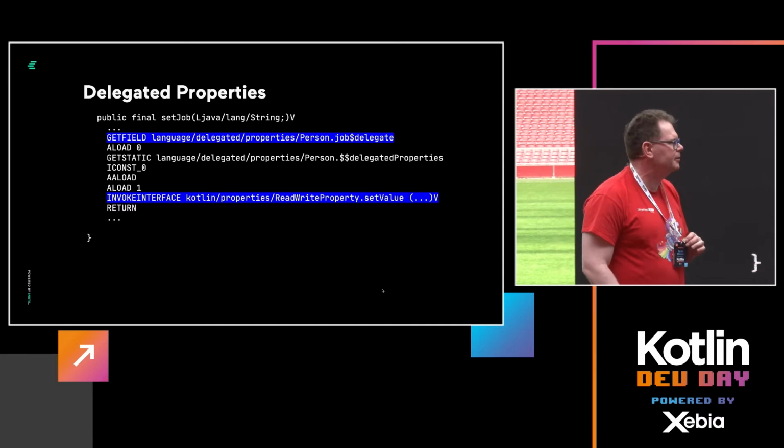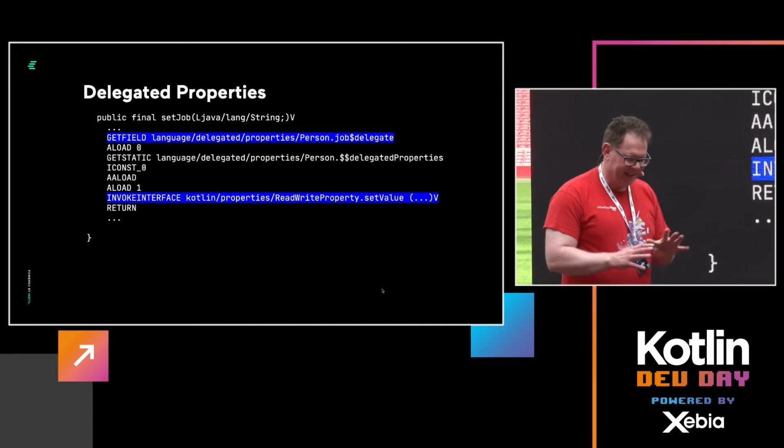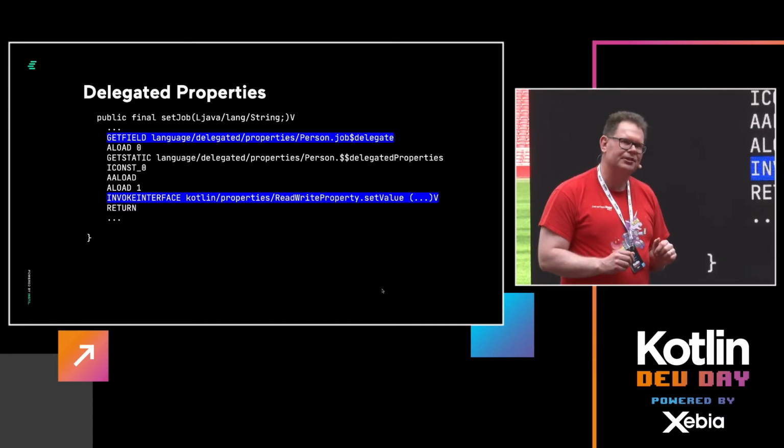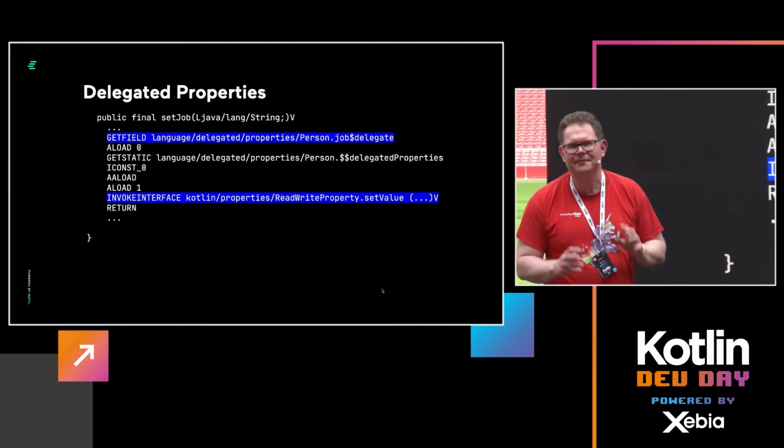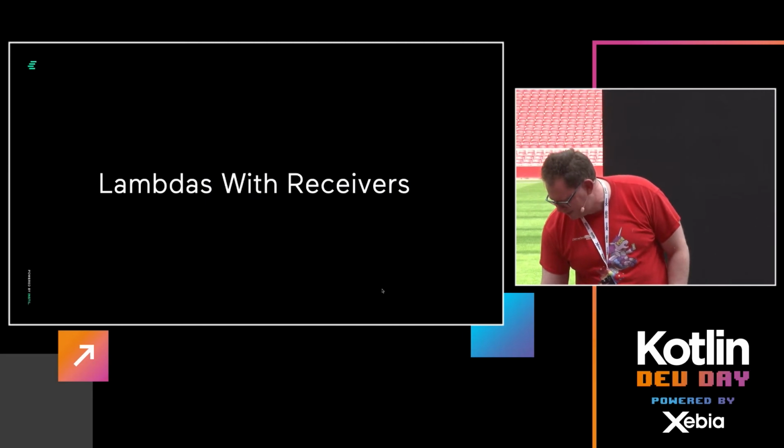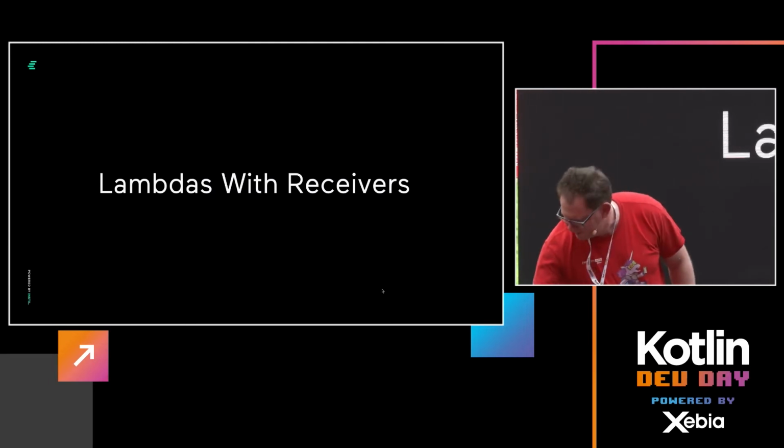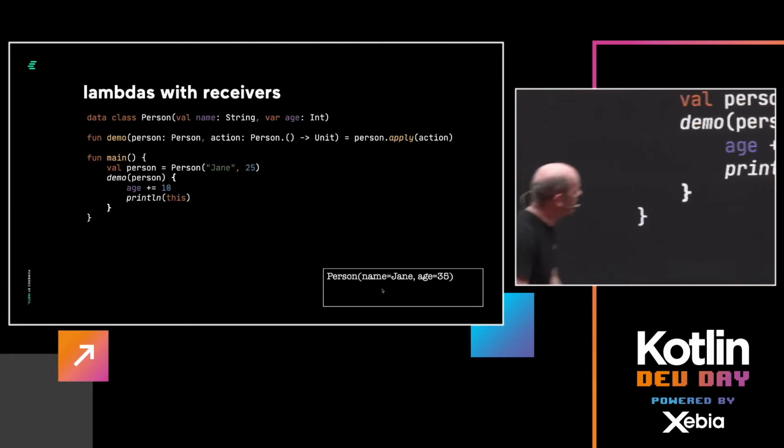So it's the oldest rule of computer science. An extra layer of indirection solves any problem. Okay. So again, very, very simple once you see how it's actually implemented. And the last one? Okay, yes, last one. So let's talk about lambdas with receivers.